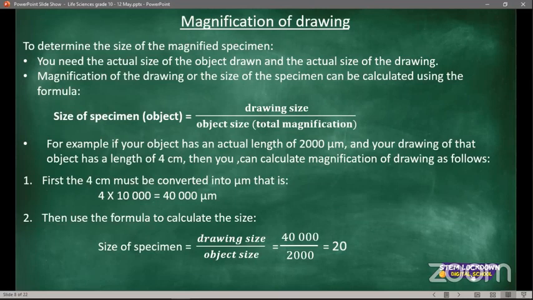And then you use the formula to calculate the size. So the size of the specimen equals the drawing size divided by the object size, which is 40,000 micrometers divided by 2,000 micrometers, and you get the size of the specimen, which will be 20. I hope my calculations are correct. So 40,000 divided by 2,000, it gives you 20. That is how you calculate the magnification of the drawing, or the size of the magnified specimen.